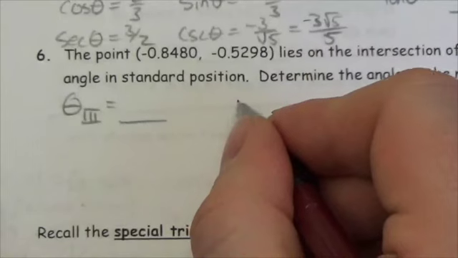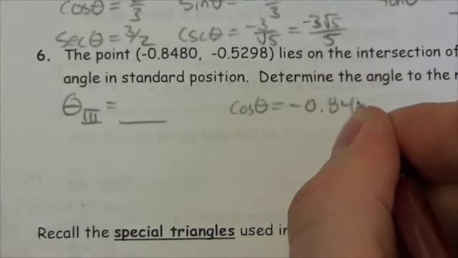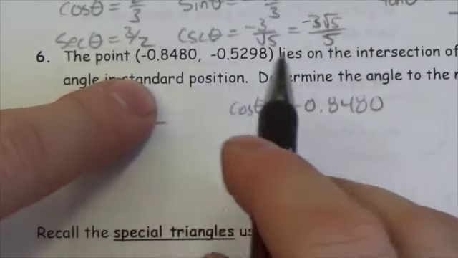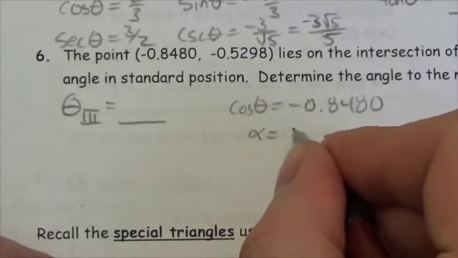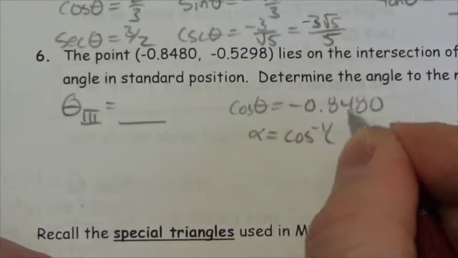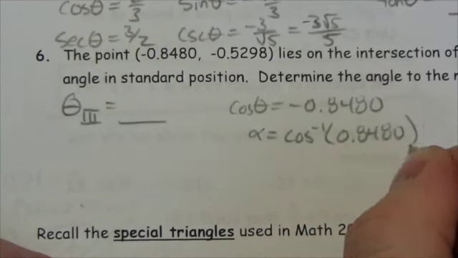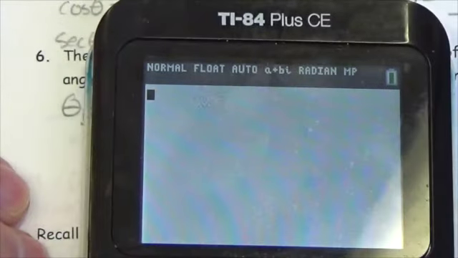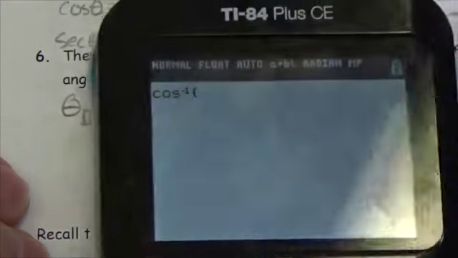Now I know that the cosine of theta is equal to negative 0.8480. I could solve this using either the cosine of theta equals this or the sine of theta equals this, it doesn't matter. What I'm going to do first is find the reference angle by doing the inverse cosine of positive 0.8480. I'm going to make sure I'm in radian mode here, using my calculator. So radian mode, and I am. And I will do the inverse cosine of 0.8480.